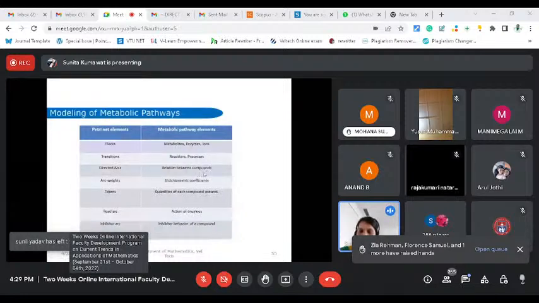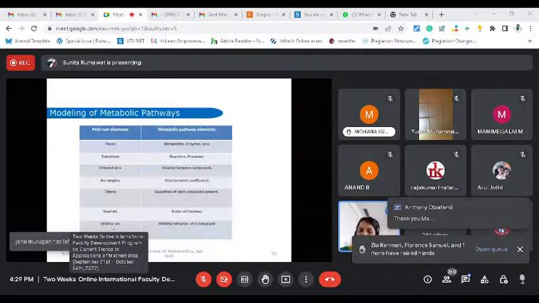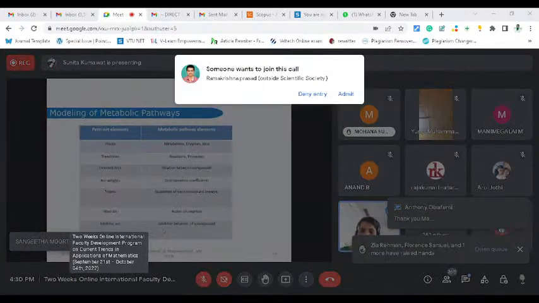Arc weight can be taken as the stoichiometric coefficient, and tokens as the quantity of each compound present, that is, how much compound is present there. A read arc means the action of enzymes, how they take place, which can then be represented according to redox. And there is also a facility of the inhibitor arc. If we inhibit some process or behavior, then we can use the inhibitor arc.